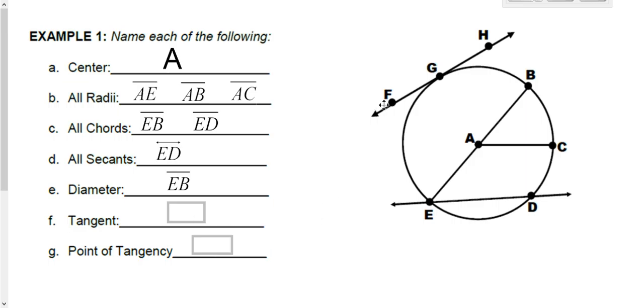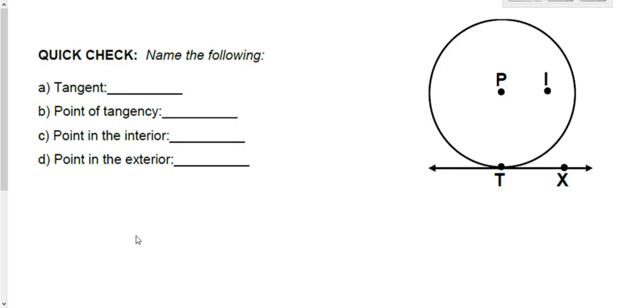The tangent line was this line right here. I'm going to call it FH, I believe. And the point of tangency is that point where the tangent line does touch the circle. That was point G. So later you'll do the quick checks. I'll get those online for you and answer these questions. I think I'm going to do one big quick check with all the quick checks in the whole thing.